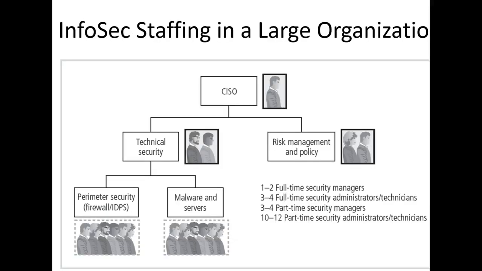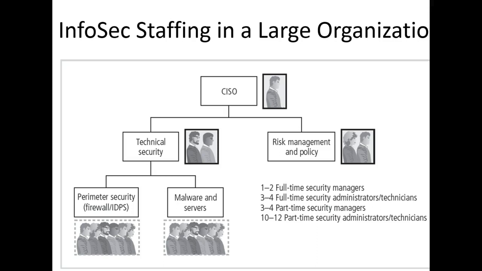This is the org chart of information security staffing in a large organization. You have the chief information security officer at the top, and then you branch out to two different groups: technical security, and risk management and policy.